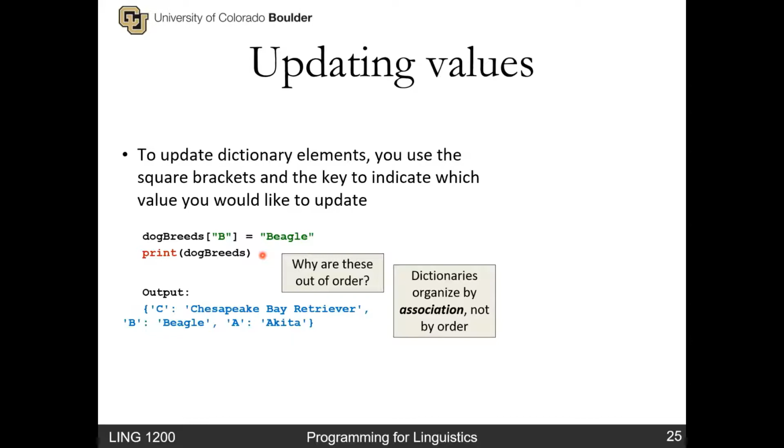So that's something to think about. If you want to print out the items in a dictionary that you've created, even if you put them in a certain order when you created them, when you print them out, they're not necessarily going to come out in that order. So that's something to keep in mind when you're working with dictionaries that is different from lists.